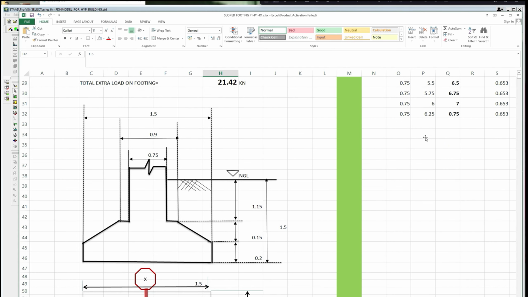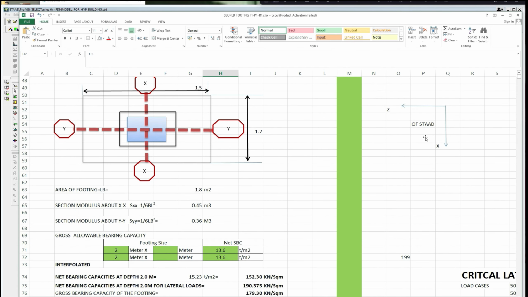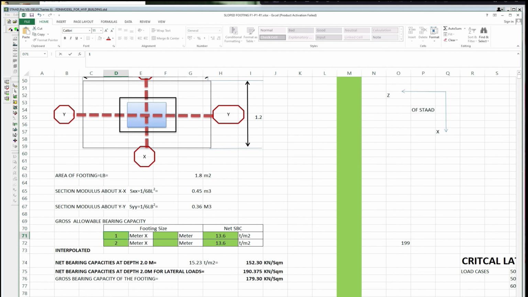Before that, we have to put the other values as well. See, the depth of the footing is 1.5 meter. So the allowable bearing capacity we have taken is 10 ton per meter square. So this should become net bearing capacity at 1.5 meter depth. So this is equal to 10.